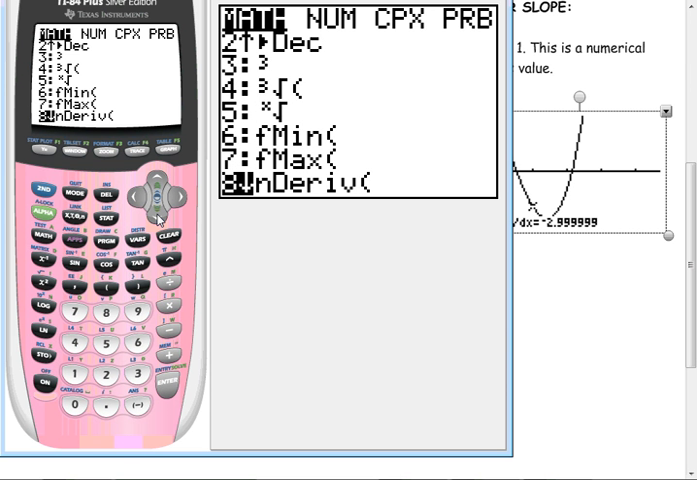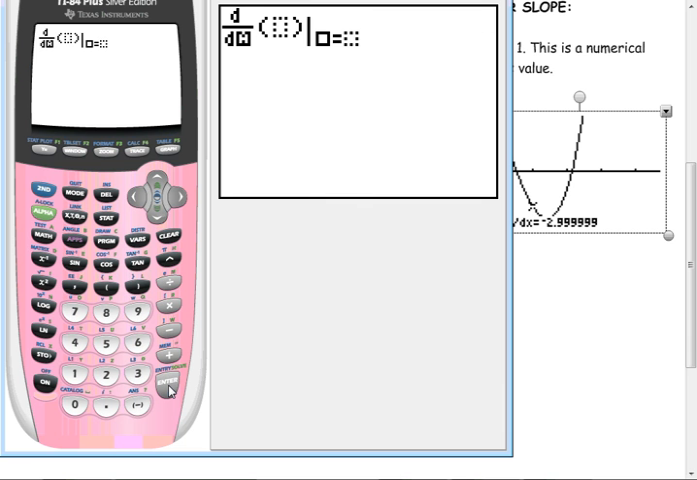If you have the new operating system, you can do it this way. But watch how pretty this is. This is the way it actually looks when you actually start doing derivatives. This is the derivative operator. There's an x. You have to say what the variable is.